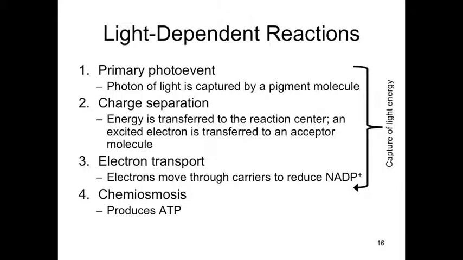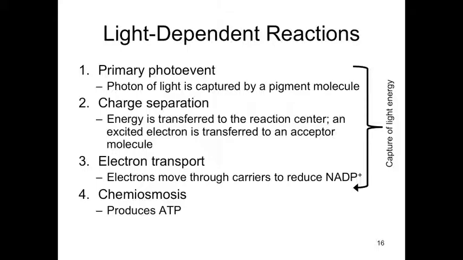So the third component is electron transport. Just as in cellular respiration, electrons move through electron carriers that are embedded in the thylakoid membrane to eventually reduce NADPH. That's the electron carrier associated with photosynthesis instead of NAD and FADH. These first three events are about the capture of light energy. The fourth event is chemiosmosis.